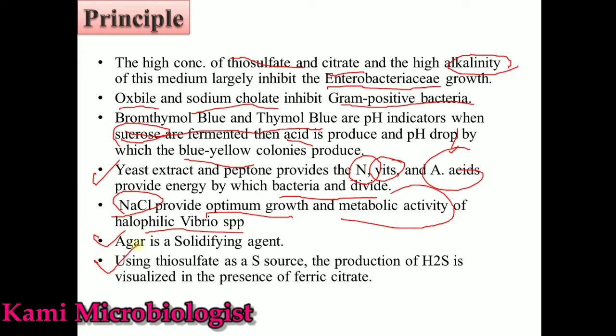Now the presence of thiosulfate acts as a sulfur source, so it can then be detected by the ferric citrate. So with the presence of a sulfur source, we have sodium thiosulfate that acts as a sulfur source. Now with the utilization of this thiosulfate, the bacteria will produce hydrogen sulfide that will be detected by the presence of ferric citrate. So that's the principle of the media.